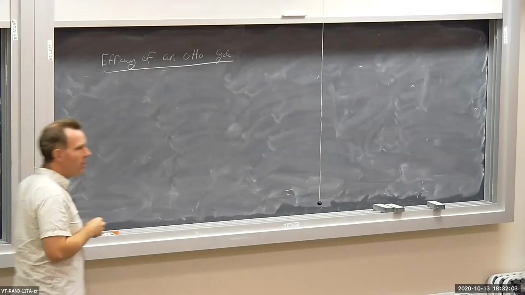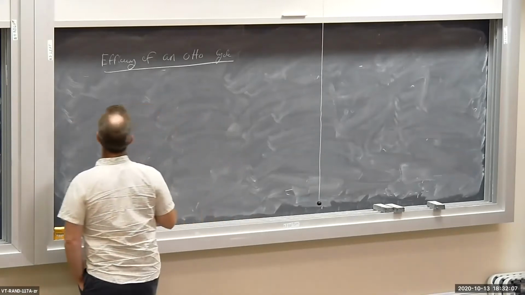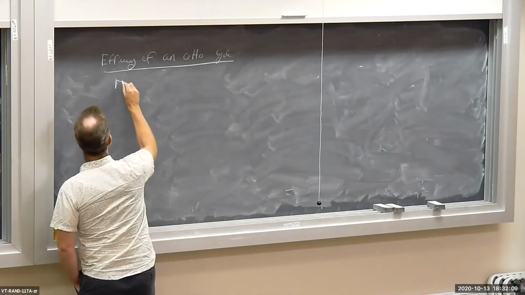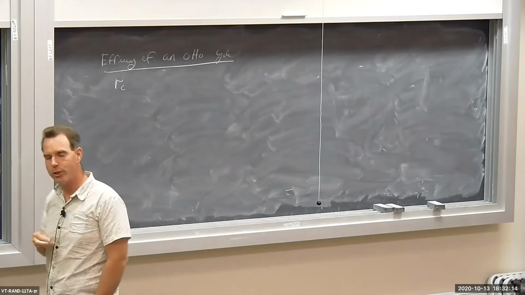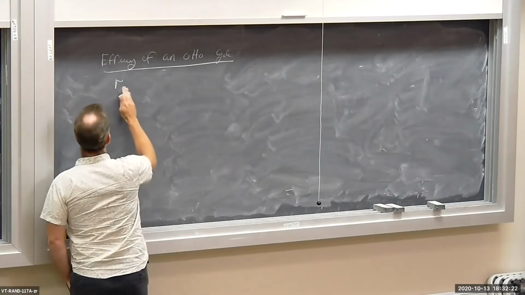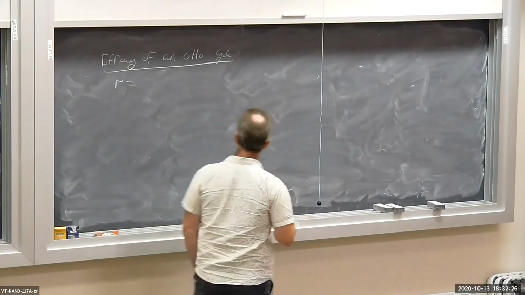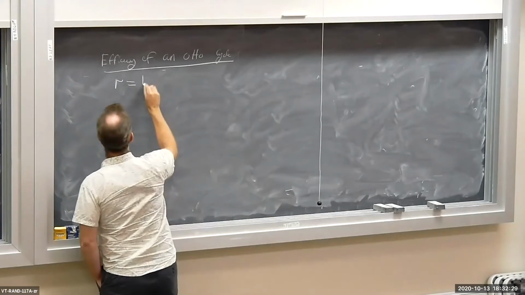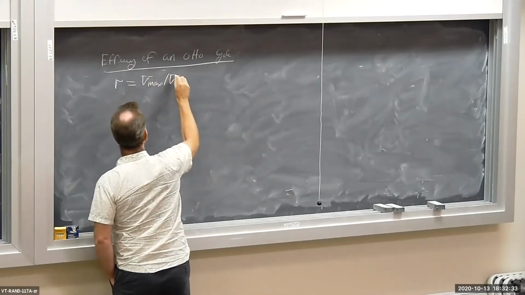Now, first of all, let's define a quantity before we get started. I'm going to define a quantity R, which is called the compression ratio. It's the ratio of the minimum to the maximum volume in the cycle.